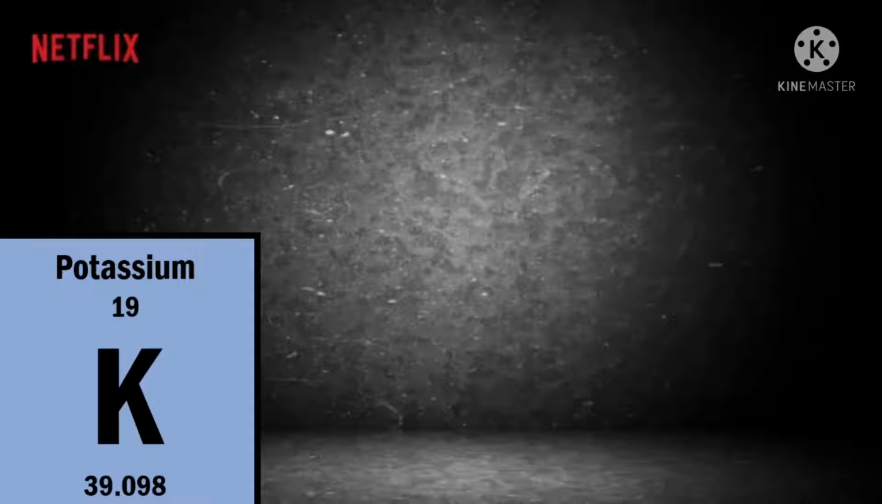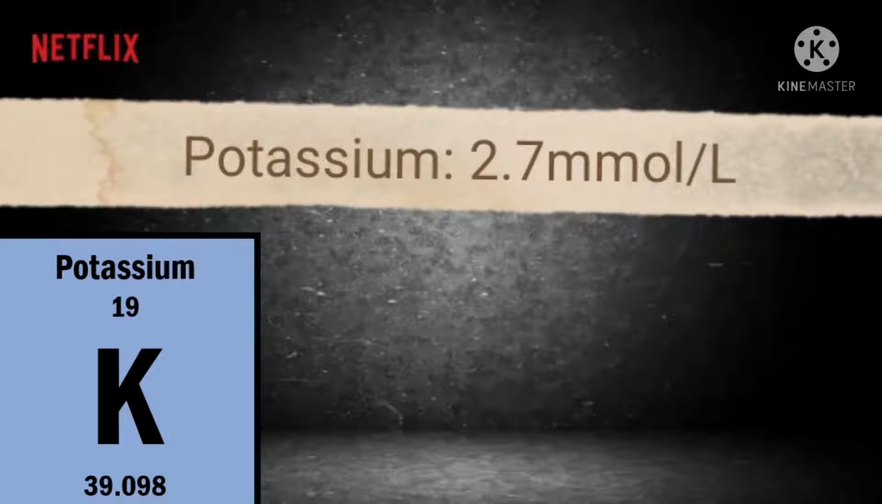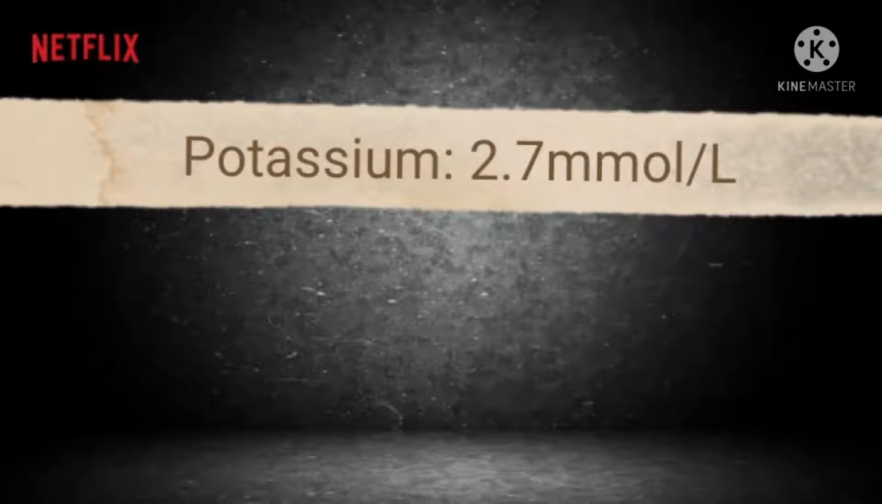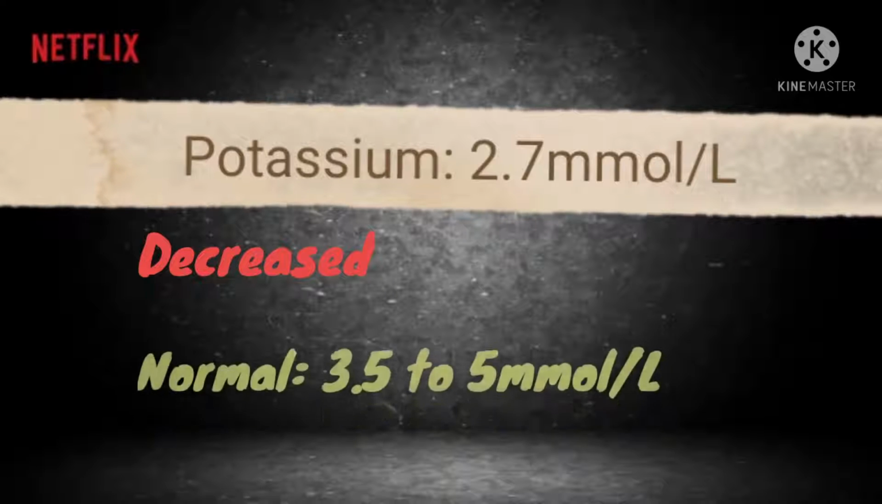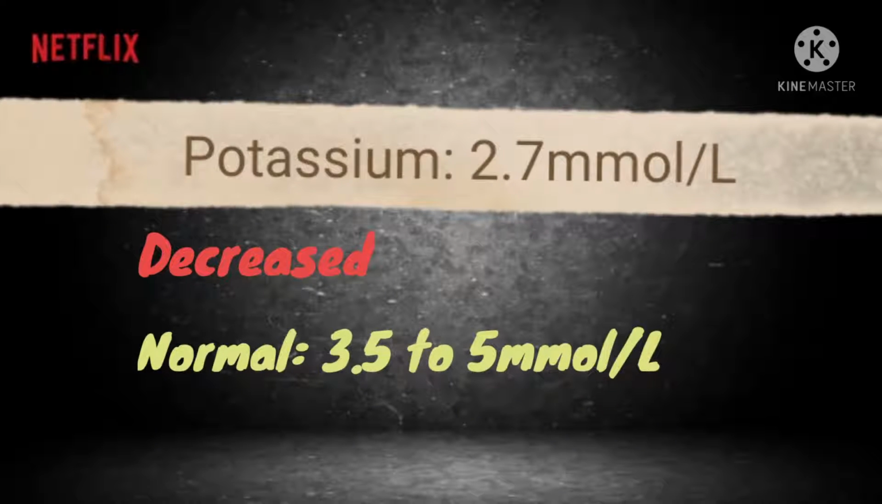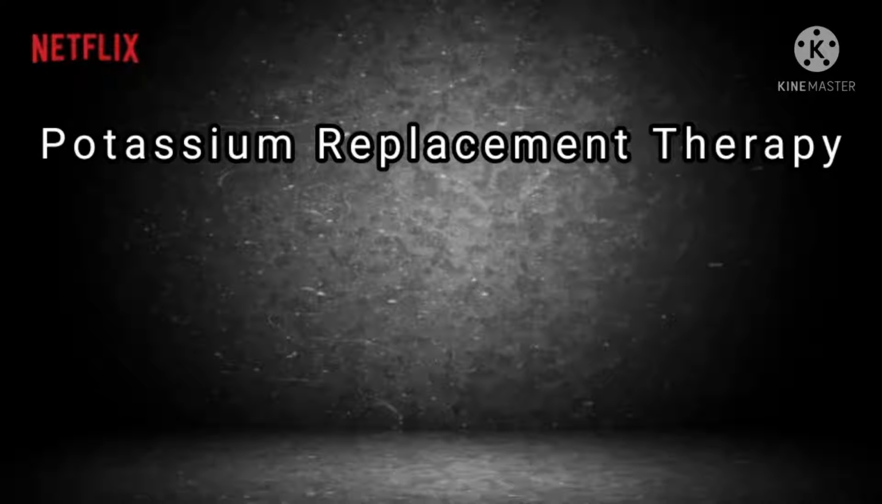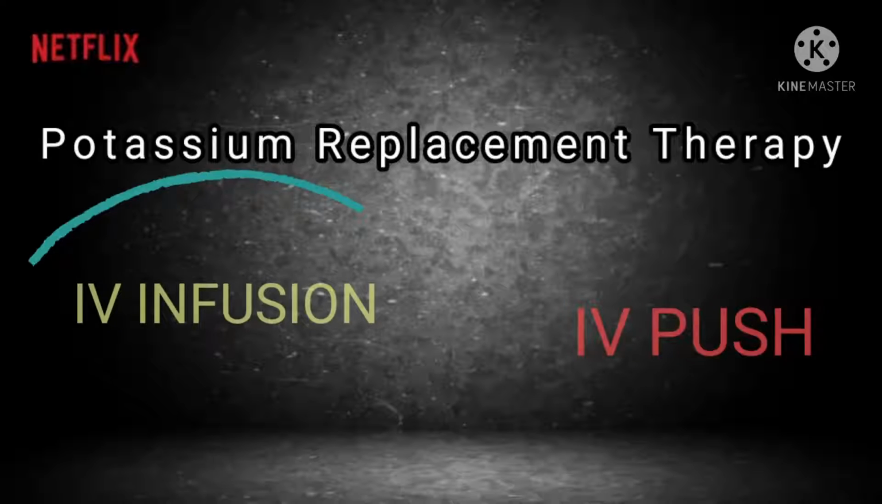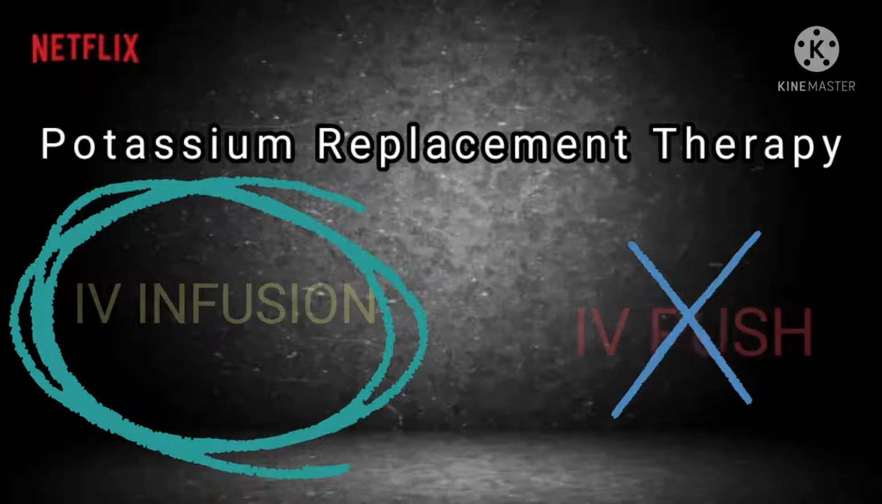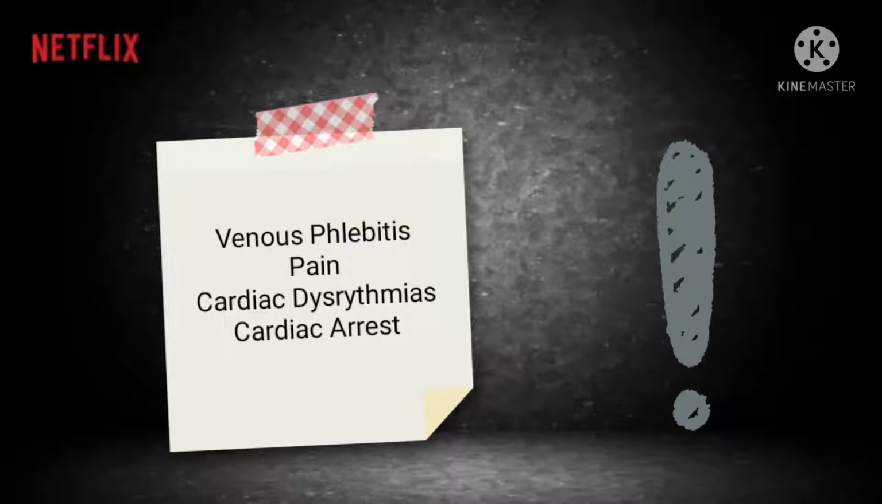So let's start with FN's potassium level, which is 2.7 millimoles per liter. This means that her serum potassium level is decreased since the normal value is between 3.5 to 5 millimoles per liter. As a treatment, the physician may order a strict potassium replacement therapy. Take note that such therapy is to be given through IV infusion and not as an IV push, as this rapid injection can lead to venous phlebitis, extreme pain, or in some cases, life-threatening cardiac dysrhythmias or even cardiac arrest.